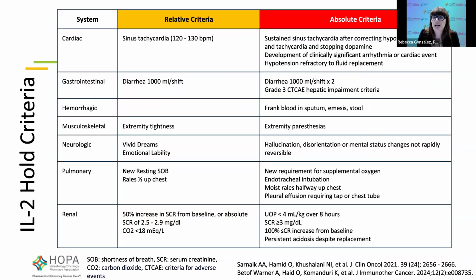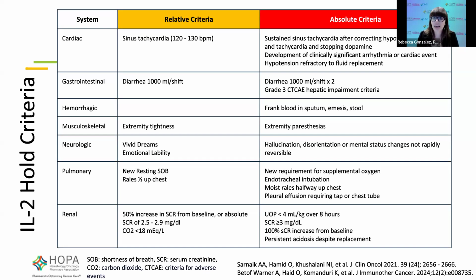So on the next slide, I just wanted to briefly talk about the importance of establishing institutional criteria as far as slow go versus no go. So really determining those relative and absolute criteria for administration of IL-2. And this is definitely a collaborative approach with your oncologists, the medical team that's on the service, really to determine when you are not comfortable with proceeding with IL-2.